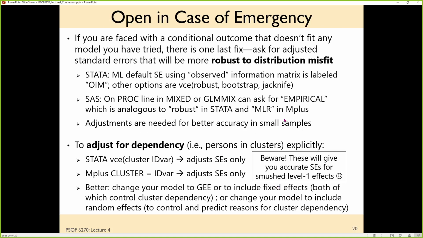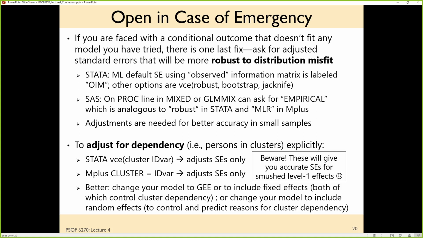And then one last thing here, I've titled this Open in Case of Emergency, because I want you to be aware that there are other options that are not really model-based, that are more like Band-Aids, and you will see these mentioned in your textbooks as well. You can ask for what are known as robust standard errors that are supposed to be robust to any conditional distribution misfit. This is very commonly applied in the context of path analysis and structural equation models, where the packages may not have as many options for distributions and link functions.